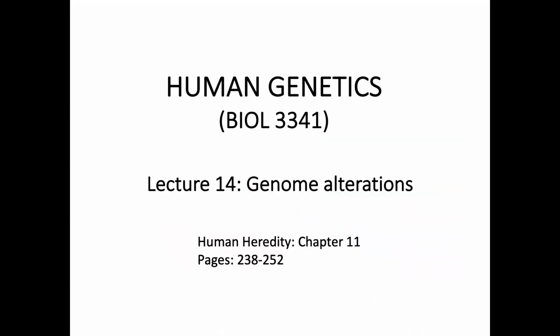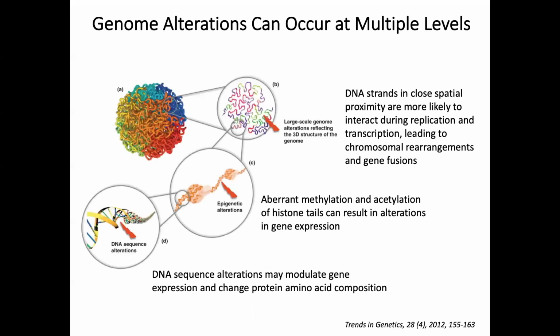So in today's lecture, we will talk about what can go wrong in our genome and how these changes will affect our health. The genome alterations can occur at different levels. Say this colorful instant noodle sort of structure is chromatin. The changes can happen when long pieces of DNA or chromatin are involved.